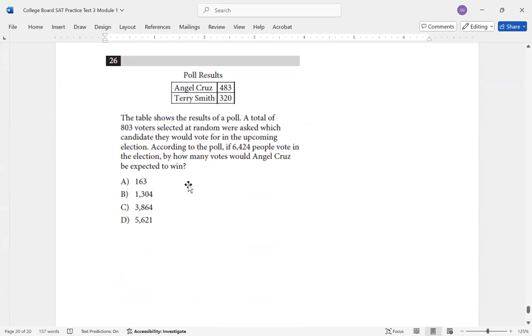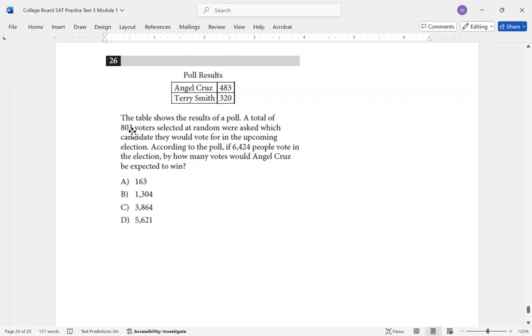Question 26. The table shows the results of a poll. A total of 803 voters selected at random were asked which candidate they would vote for in the upcoming election. According to the poll, if 6,424 people vote in the election, by how many votes would Angel Cruz win or be expected to win?